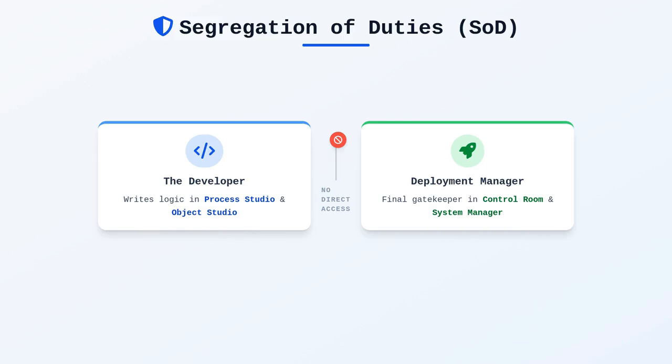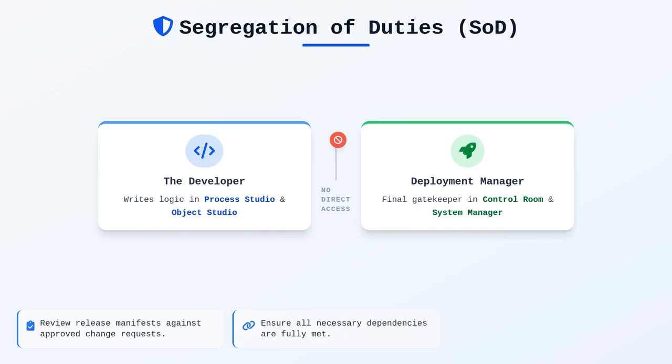These individuals hold the responsibility for reviewing the release manifest, comparing it against the approved change request, and ensuring that all necessary dependencies are met. This separation minimizes the risk of unauthorized changes and provides a clean trail of accountability that is essential when demonstrating compliance to internal governance boards.